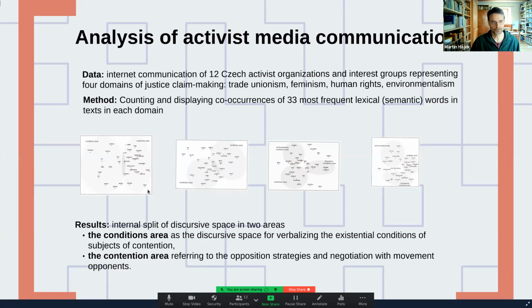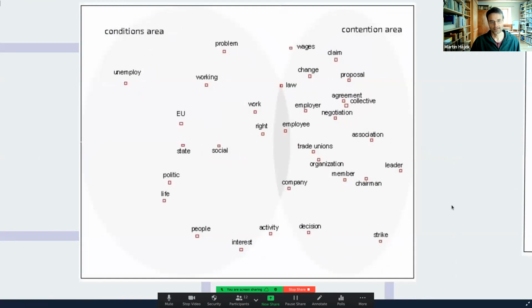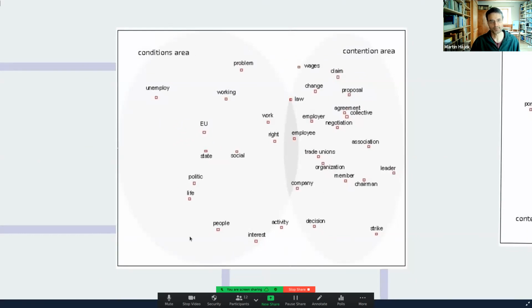And how we discovered, or how we proved it, we got the maps, and I'm not sure if you see this rounded area, but this is a trade union discursive space, and the contention area is on the right side, and you see there are no dimensions. So these axes are lacking because they don't have any meaning of their own. Of course, I can say that the meaning of the horizontal axis is that it separates contention area from condition. But it's my interpretation. It's not in the axis itself, the dimension itself.